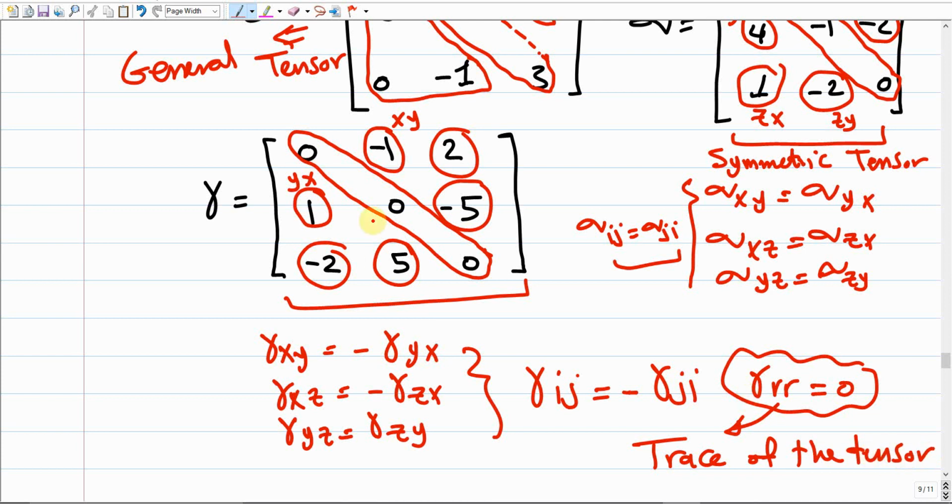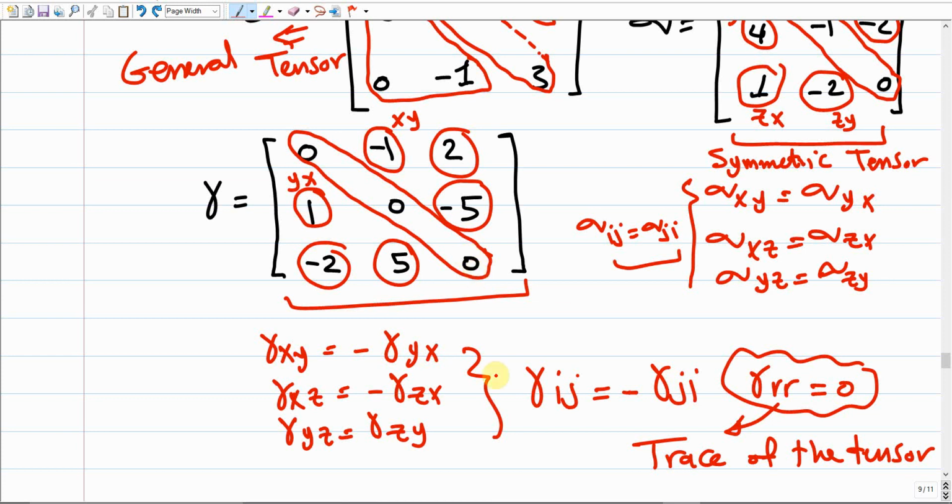What is the trace of the tensor? You just collect the components over the diagonal, and it should be 0. Like the tau rr, it means that the r is a dummy index that is repeated. So we're going to have gamma xx, it should be 0. Gamma yy, it should be 0. This component is gamma yy, this is gamma xx, gamma zz, it should be 0.